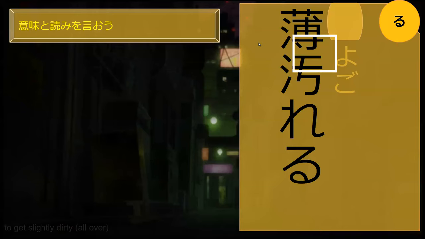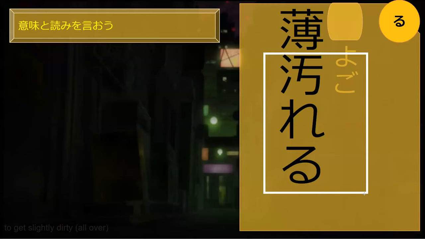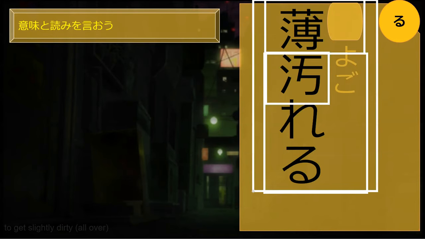Can you read this word for me? Usu yogoreru. So yogoreru means to get dirty, right? Kitanai no kanji right here, dirty. And usui is light. So with this word, to be lightly dirty means to be slightly dirty, but all over, like fully surrounding the object.